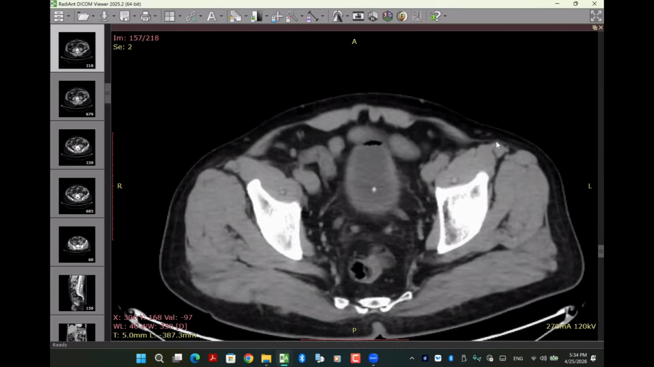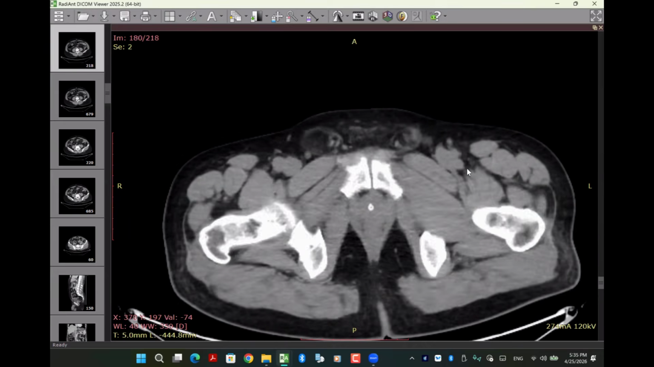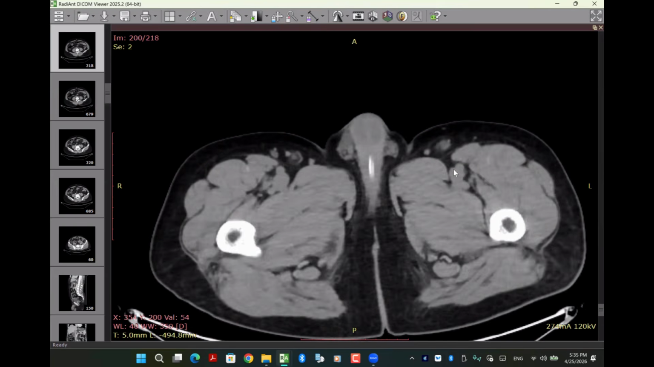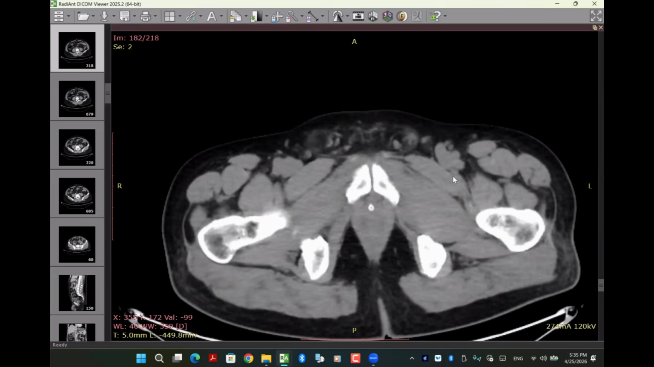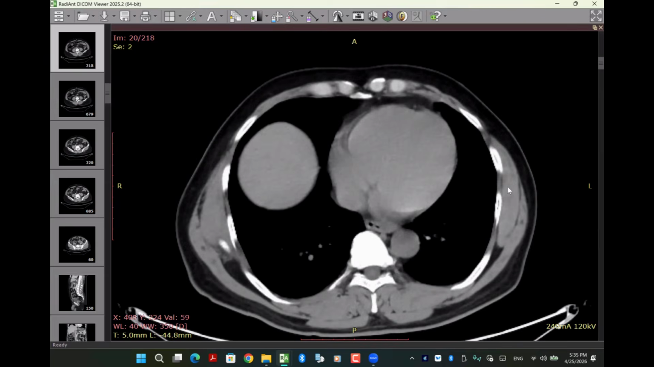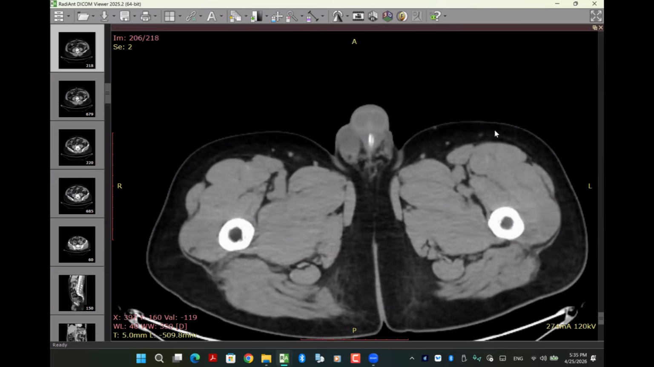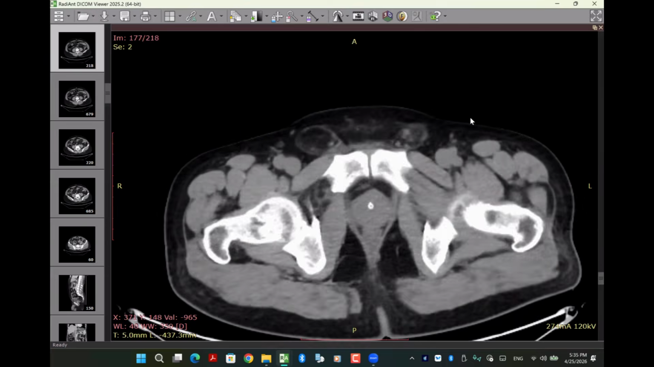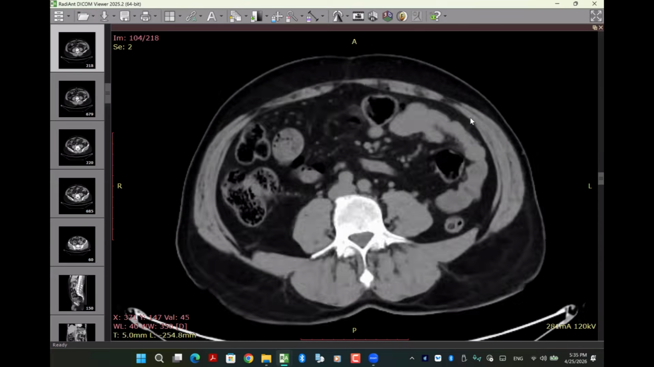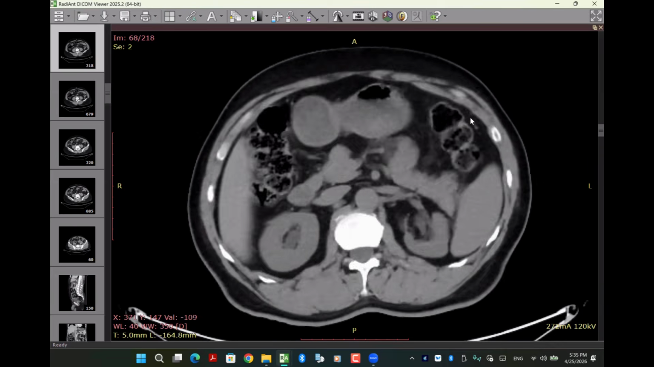What can you possibly give me in this list? If I told you this patient has a history of hematuria, what would you recommend for this scan? There is a small amount of air seen in the urinary bladder. But this is post catheterization, I think. Yeah, probably post-catheterization.